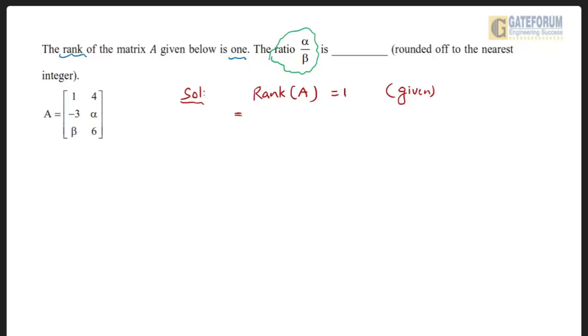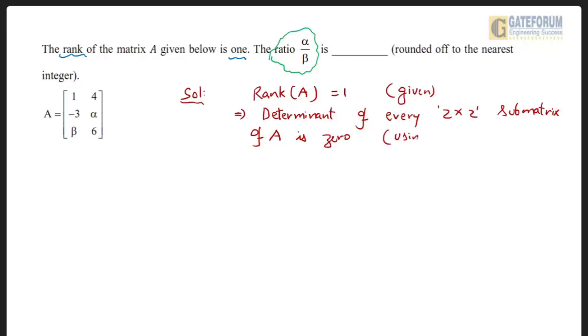Implies the determinant of every 2 cross 2 submatrix of matrix A is 0, using the second condition of the rank definition.